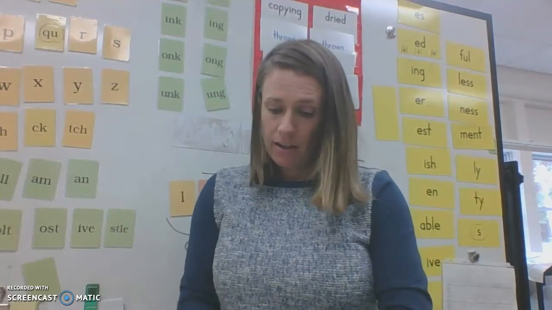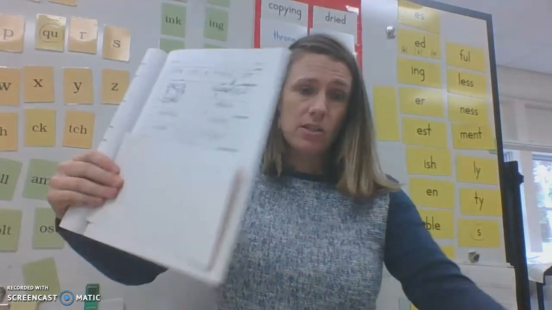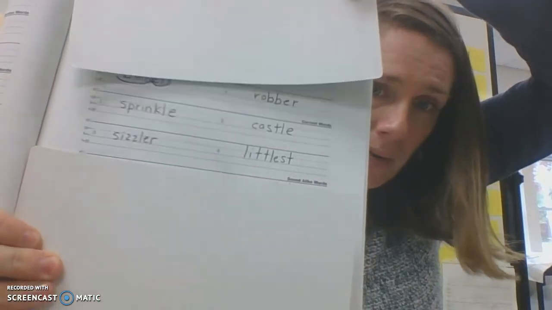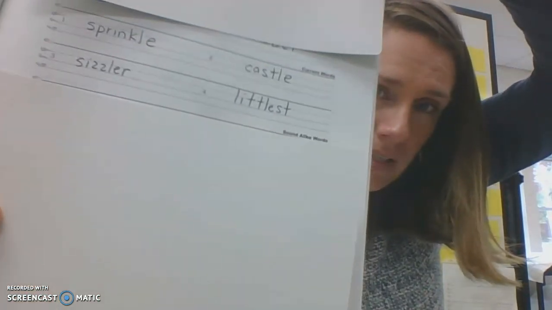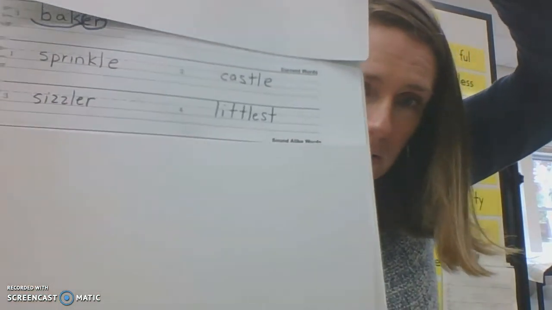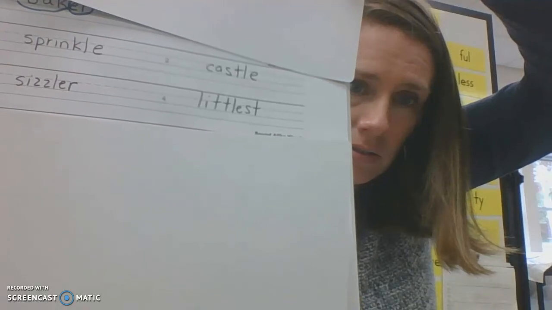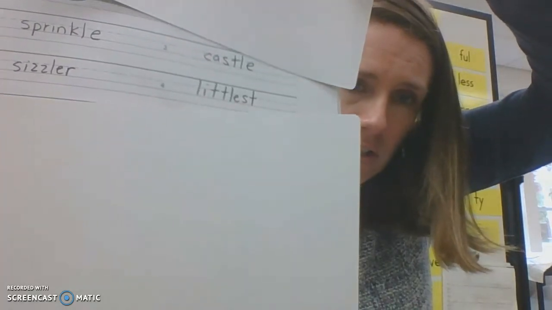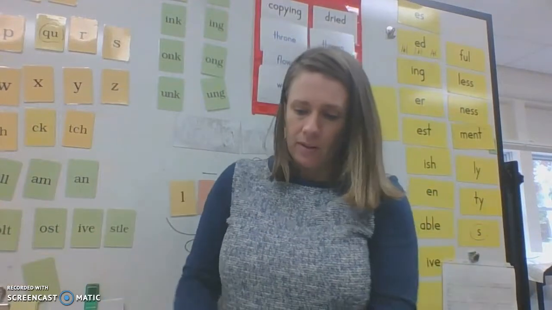All right, if you're back, I want us to have time to do sentences, so we are not going to mark these words. Or you can mark them, but I'm not going to go over the marking today. I instead want you to really just check the spelling. Pause right here. Sprinkle, castle, sizzler, littlest. Okay.